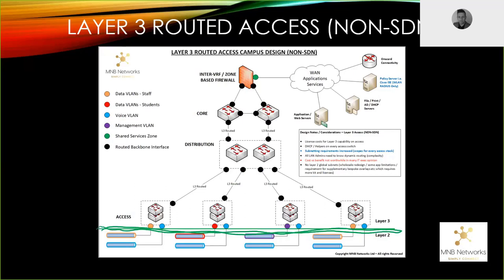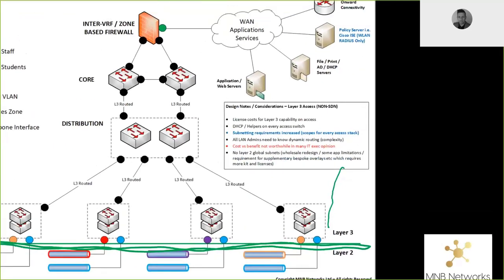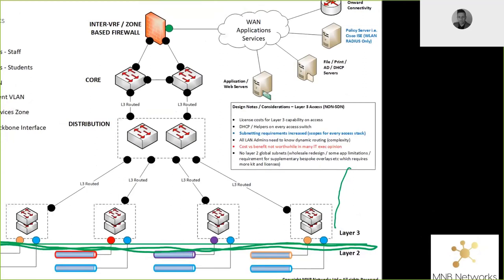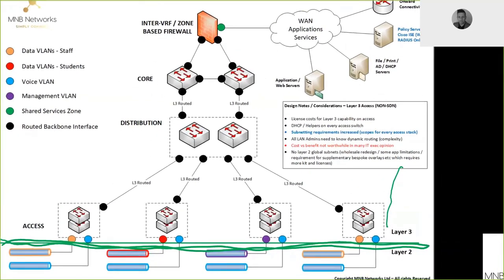Now, this, as you see, is non-SDN, layer 3 routed access. The design notes and the considerations here are pretty much what you had to think about if you were going from what I just described in the previous picture to this environment. This environment has default gateways on the access layer switches down at the very bottom of the diagram. So the orange subnet, for example, is present in two locations, on two access layer switches, but it's not actually the same subnet.